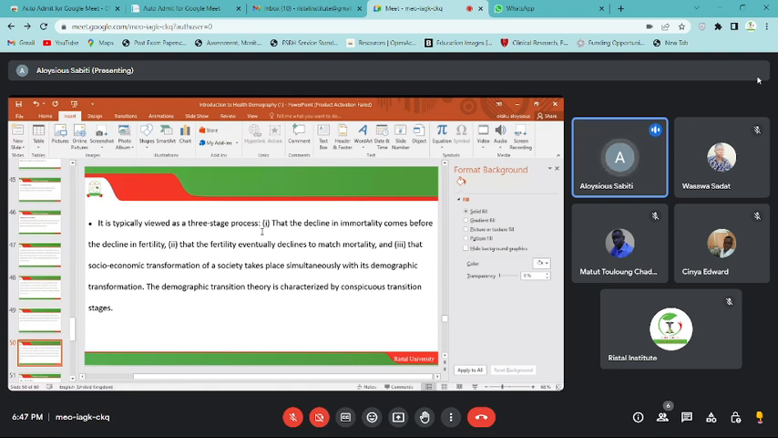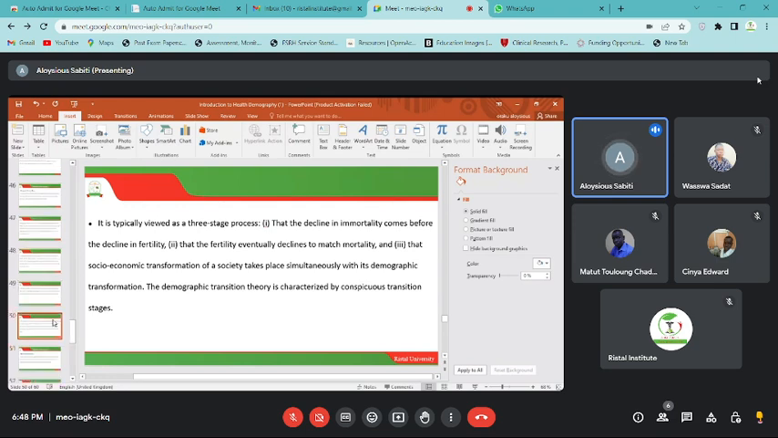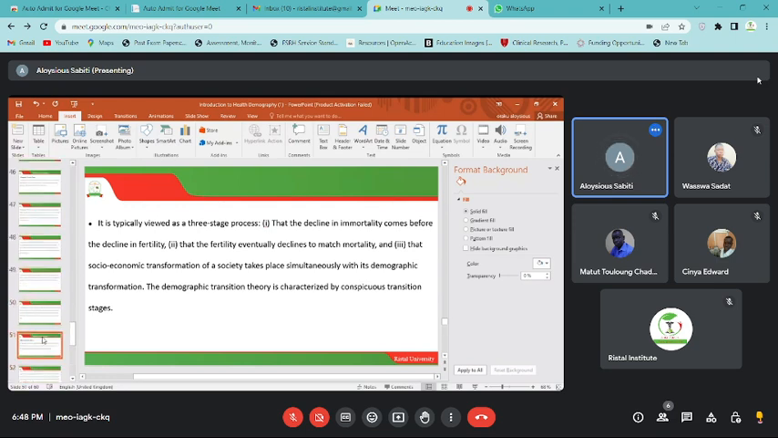Now, if mortality and fertility reduce, then the third socioeconomic transformation of the society will start to take a simultaneous process because of the demographic transition. So it is very key for you to understand when we are talking about demographic transformation, we're looking at how death and births decline, which will then favor socioeconomic transformation. I hope that is quite clear.